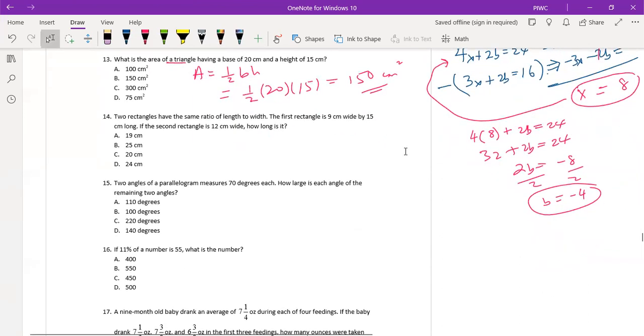Then number 14. Two rectangles have the same ratio of length to width. So here we are dealing with what? Similar rectangles. Okay, same ratio of length to width. The first rectangle is 9 by 15. So let's draw a quick rectangle. So this is 9 by 15.